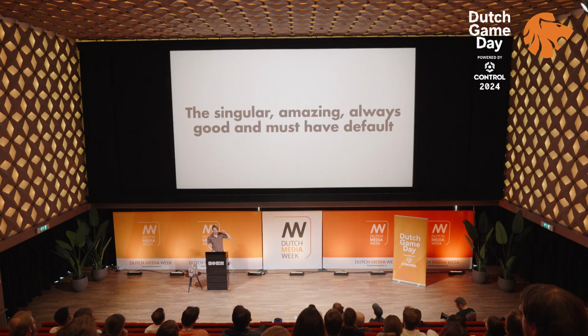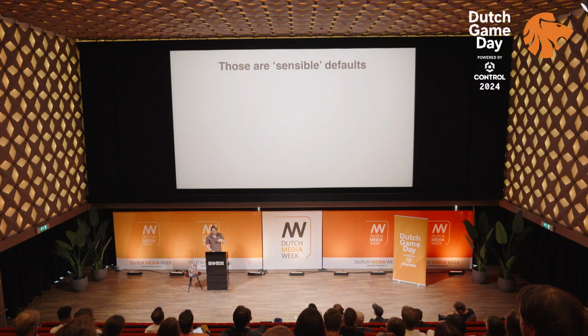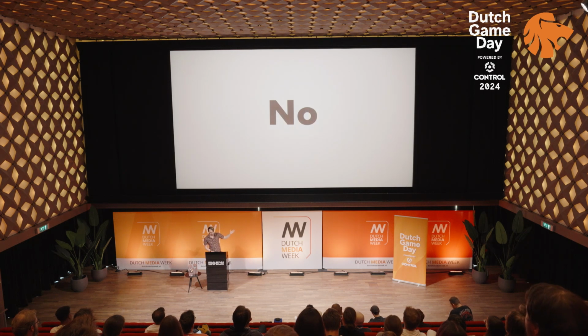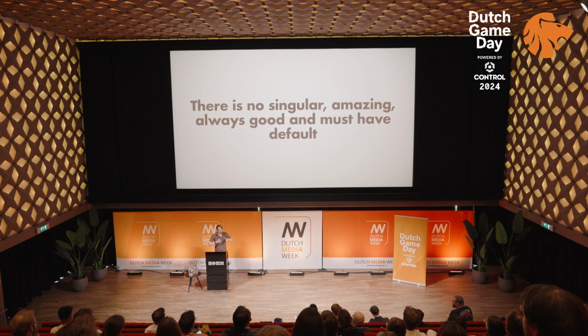People always think about the singular, amazing, always good, and must-have default. Like, if we do that, our tooling will be good. It's not really the case. Those are sensible defaults, right? So it's like, oh, it's always in those locations. So it's a question of what is shown by default, and are those defaults sensible? But no. They can never be sensible. There is no singular, amazing, always good, and must-have default.